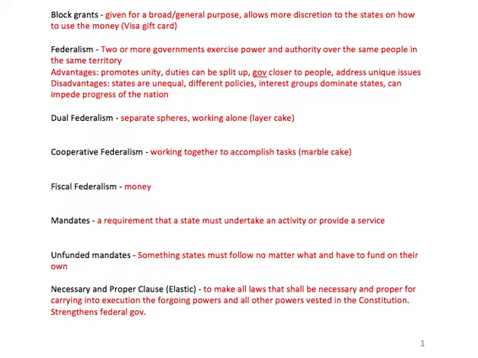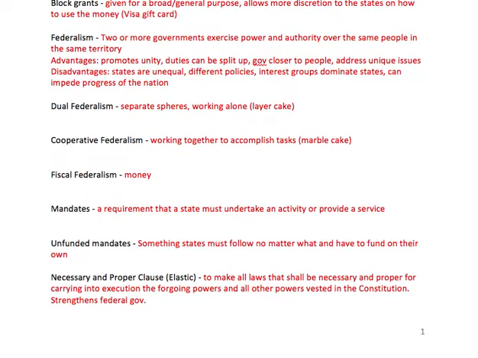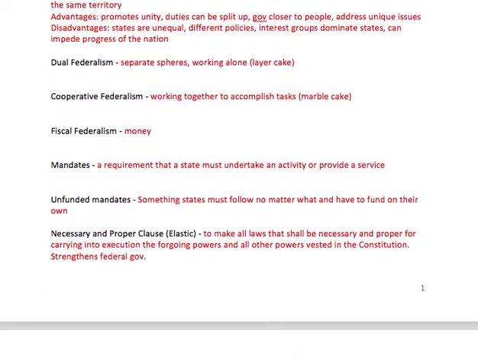Your idea of dual federalism, your layer cake, separate spheres, the old type of federalism. Cooperative federalism now is your marble cake. Everyone's working together to accomplish different tasks. Fiscal federalism, most concepts deal with money.